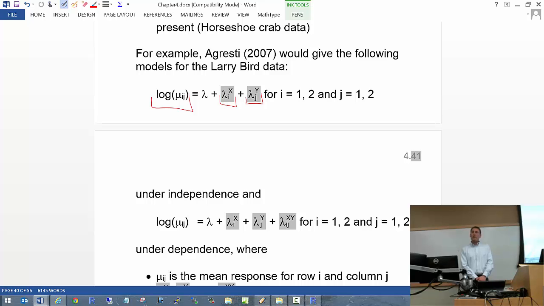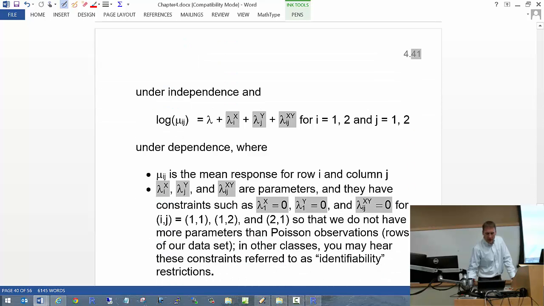So that would be a model under independence, because notice we do not have any kind of interaction term there. The model under dependence would be written a similar way, where now we also have lambda ij with a superscript xy. All those lambdas are parameters that you would want to estimate.